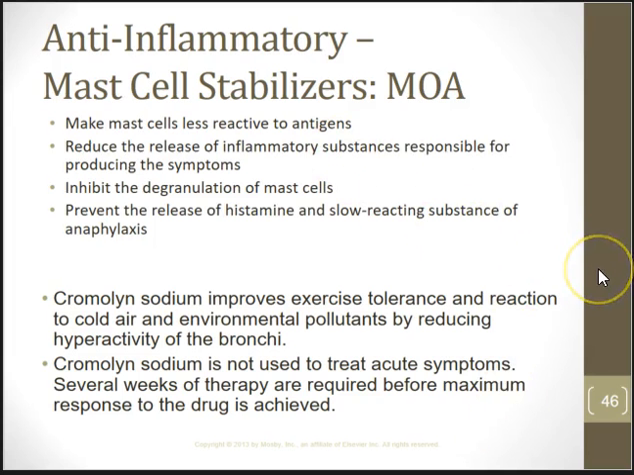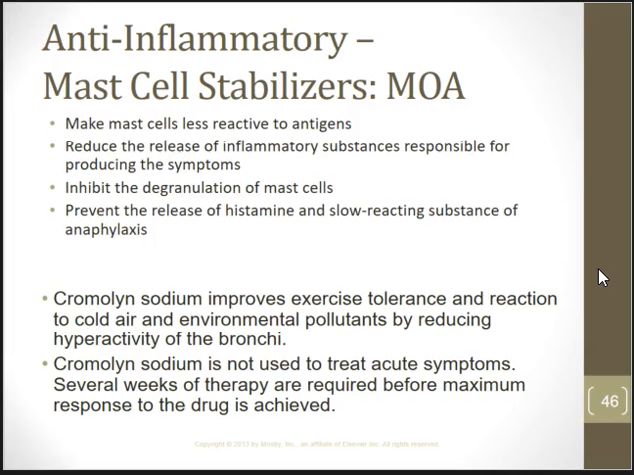Now the last group of anti-inflammatory drugs are your mast cell stabilizers. So mast cells contain chemicals that will be released when they're exposed to antigens. So if an allergen attaches, it will cause the cell to break down, releasing chemicals like bradykinin and prostaglandin and serotonin and histamine and leukotrienes, and those can go on to stimulate an inflammatory response.